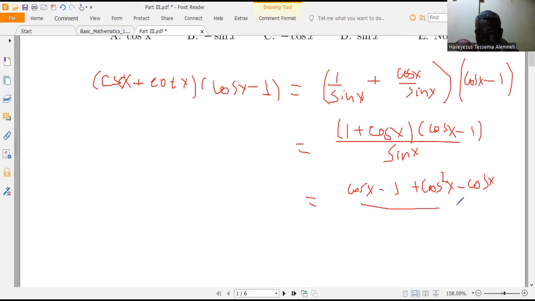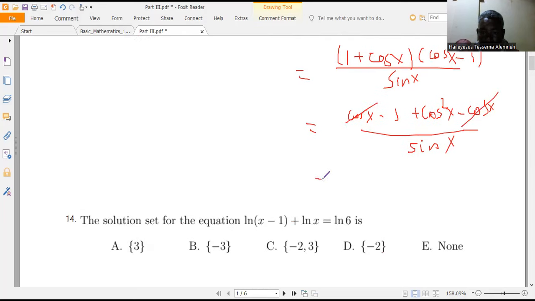All over sine x. Cancelling, cos x minus cos x is 0. So what's left is cos square x minus 1 over sine x. What's cos square x minus 1?